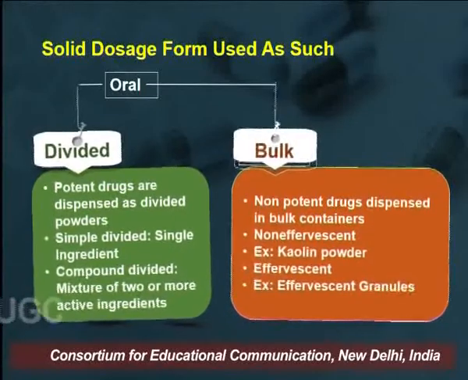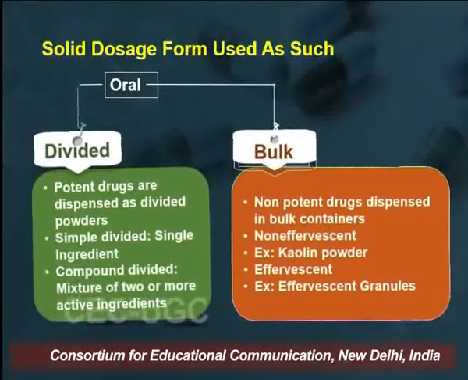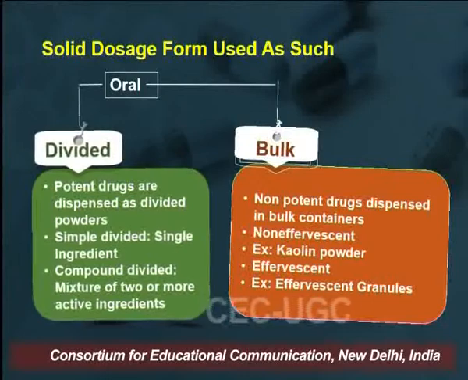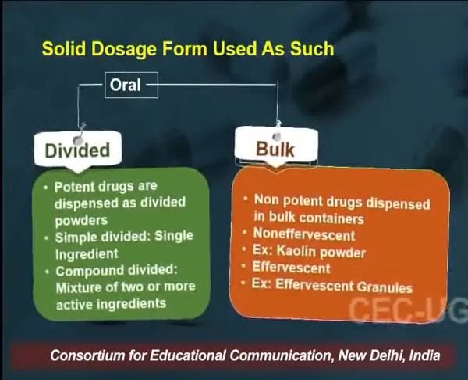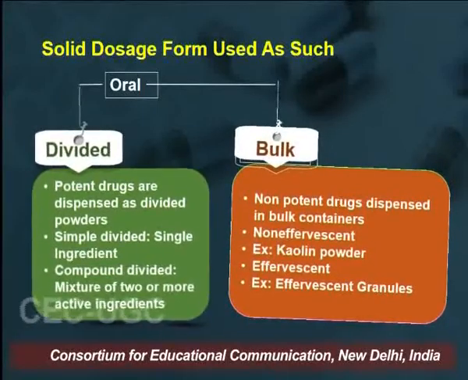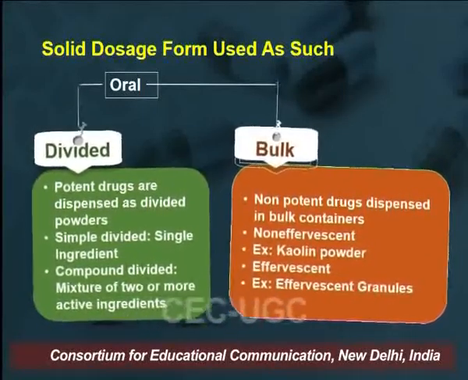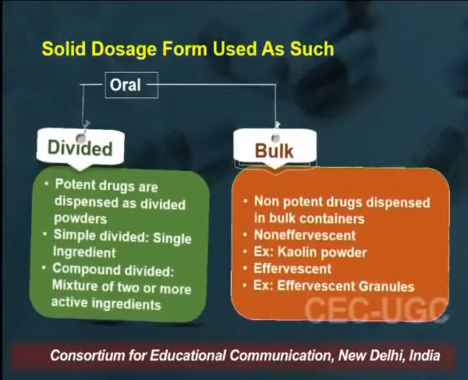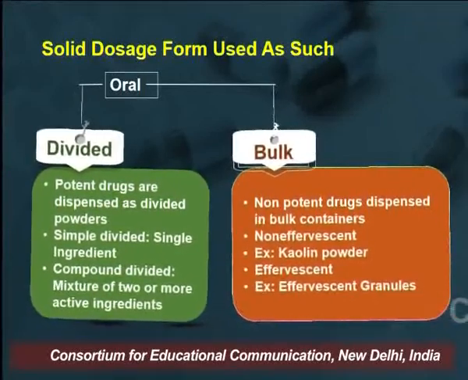When we talk about bulk powders, they are generally for non-potent drugs and are dispensed in bulk containers. They are generally either effervescent type or non-effervescent type. Non-effervescent type includes kaolin powder and effervescent type includes effervescent granules.